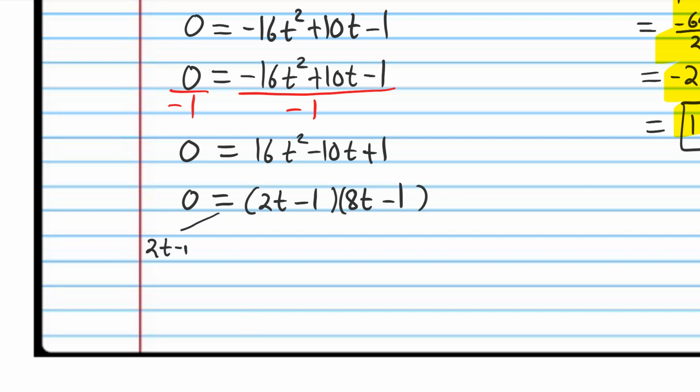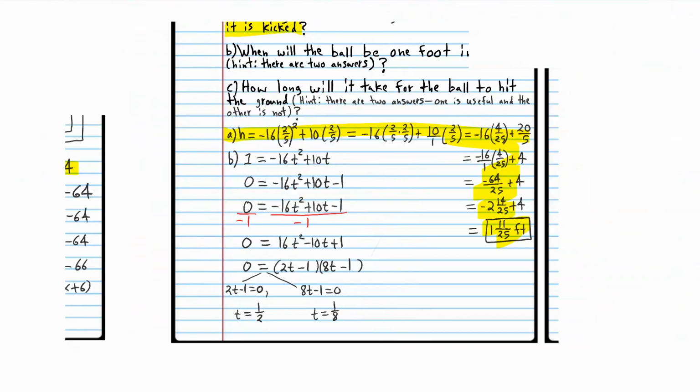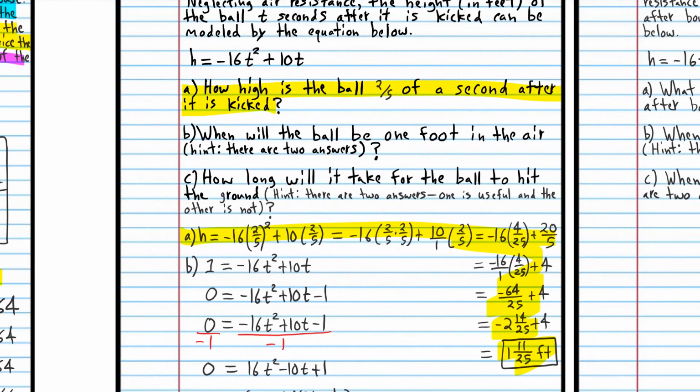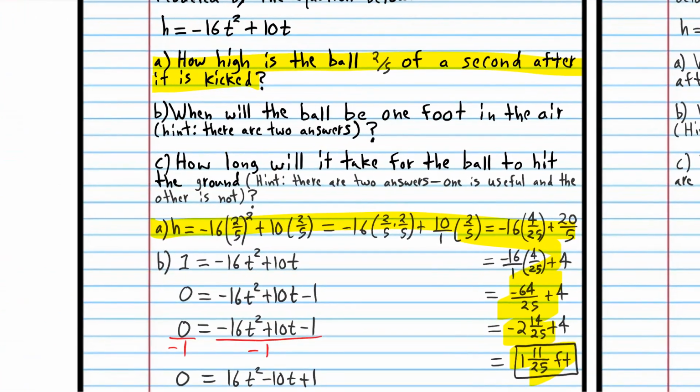If 2t minus 1 is equal to 0, that's one solution. And if 8t minus 1 is equal to 0, that's another solution. So we solve over here and we get t is equal to 1/2. And over here we get t is equal to 1/8. So it looks like there's actually two solutions to this equation, which makes sense because it says right here, hint, there are two answers.